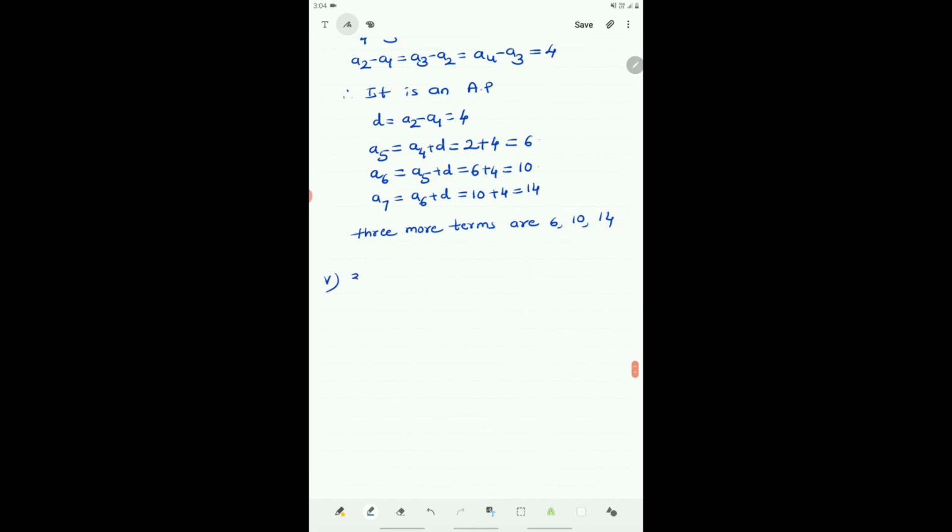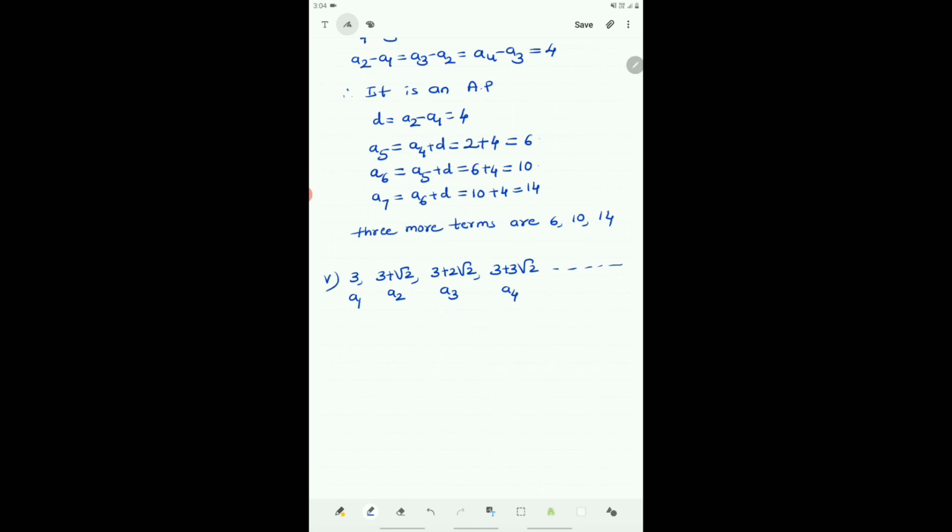So the list of numbers are 3, 3 plus root 2, 3 plus 2 root 2, 3 plus 3 root 2, and so on. So A1 is 3, A2 is 3 plus root 2, A3 is 3 plus 2 root 2, A4 is 3 plus 3 root 2.